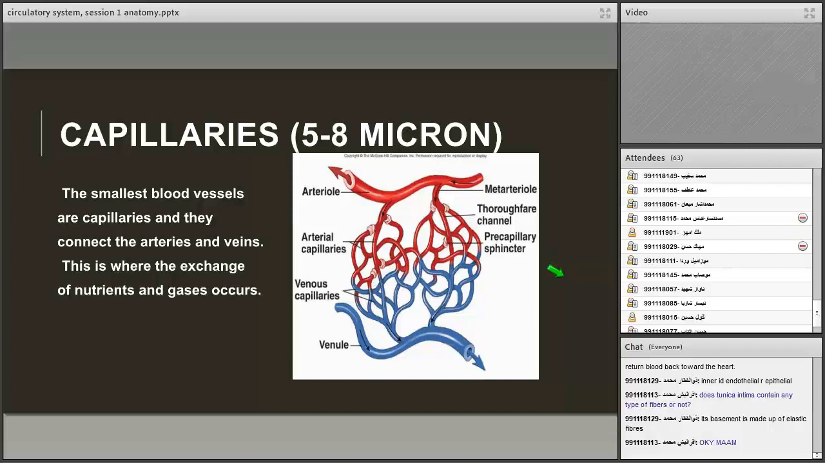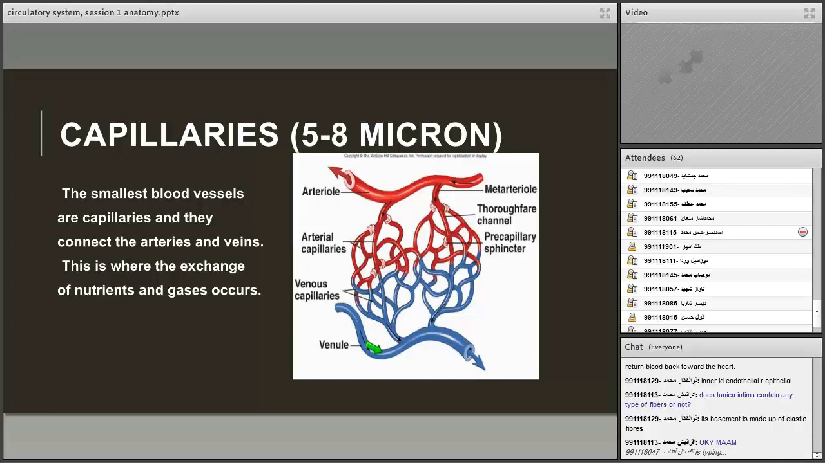The capillaries are near 5 to 8 microns in diameter, and as you can see here, they are branching from the arterioles. At first, we have the arterial capillaries, which have oxygen-rich blood, and then they become the venous capillaries. At the end, they connect to each other and make venules. How and where is this process happening?